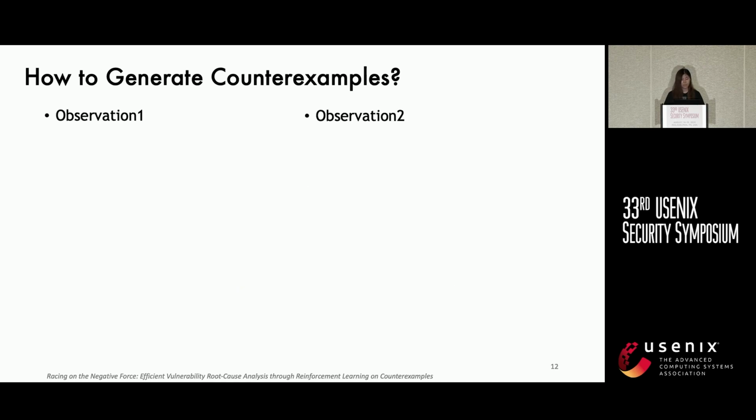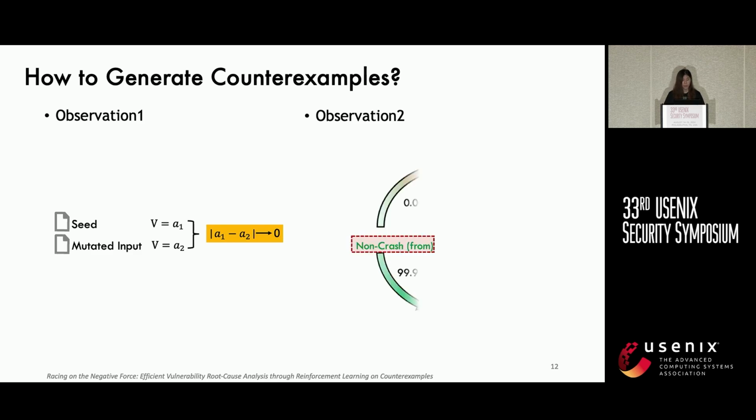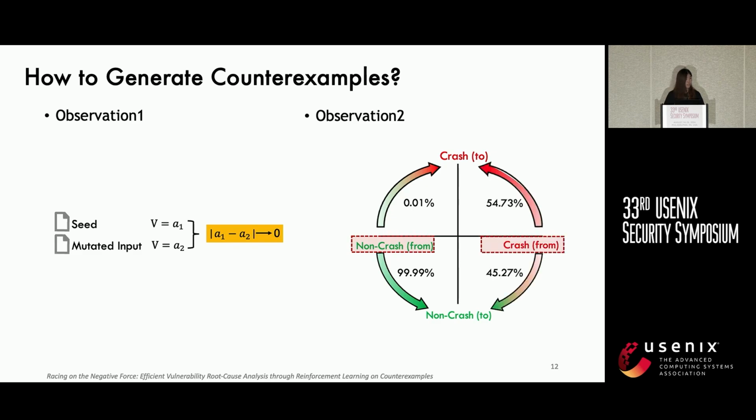Our approach is based on two interesting observations. The first observation is about value similarity. For two inputs, one is the original seed, and another one is its mutated version. They would likely result in a very similar value being assigned to the same variable. The second observation is the outcome tendency. Inputs mutated from non-crash inputs are still likely to result in non-crash, while inputs mutated from crash inputs have roughly a 50-50 chance of causing a crash.